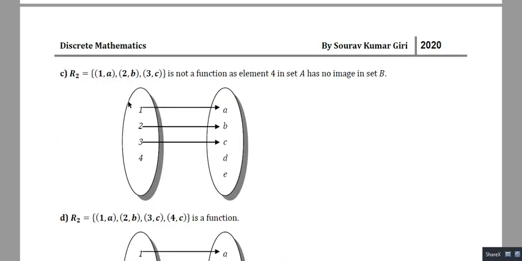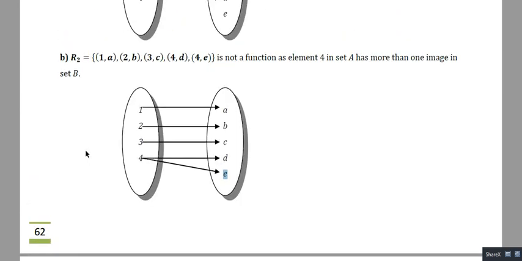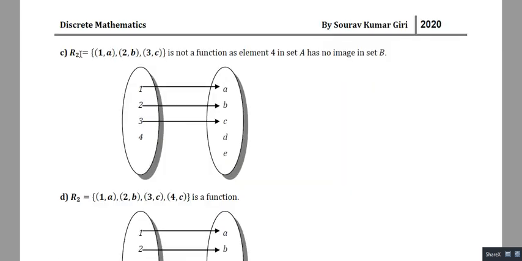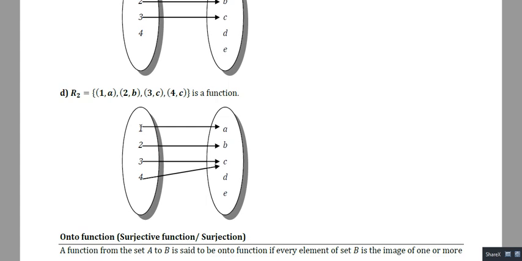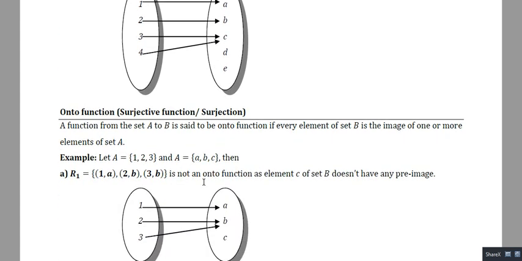So let me take one more example. Let's say another relation, it is 1a, 2b, 3c, and it will be represented like this. So purely this is not a function because 4 has no image in set B, right? Now this particular one, it is a function, because all the elements have some image. So 3 has a unique mapping c, 4 also has a unique mapping c. Right, so now let us see different types of functions.